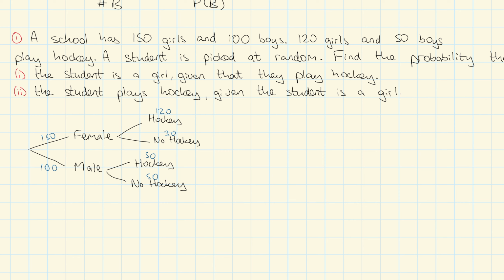Okay, so we'll create the tree diagram using the probabilities now. We'll pretty much copy the same one. It's not going to look much different, just aside from the figures. So female or male, and then either they play hockey or they don't play hockey. Same again for the male.